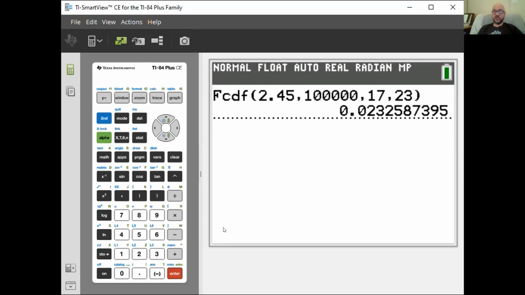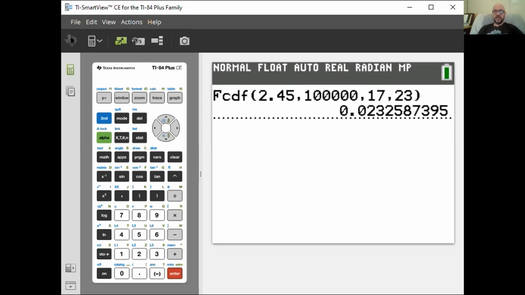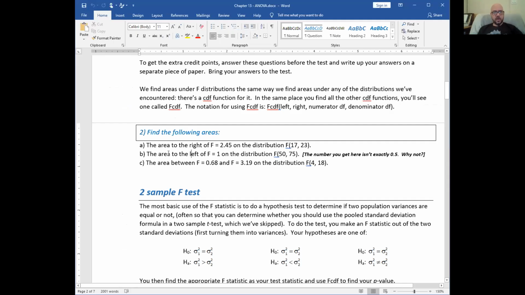That's it. FCDF works just like you'd want it to. Works like the other CDFs. It's just we have to have 2 different degrees of freedom to identify which distribution we're talking about, because the shape changes depending on your sample in both the numerator and the denominator. So we got a set of 2 of them for every one of these. So let's do the last couple, and then we will call it a video, and I will go on to explain the next one. So area to the left of F equals 1 on this distribution, 50, 75. Now I'm going to comment on this comment in just a second, but let's find that first.